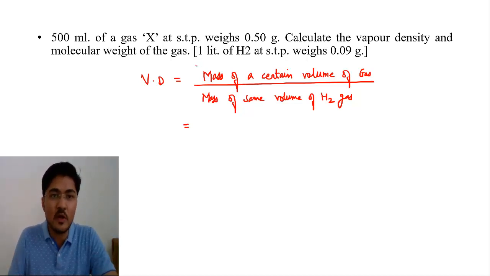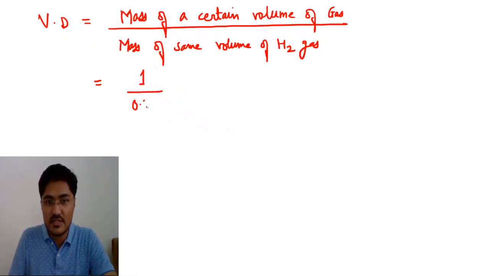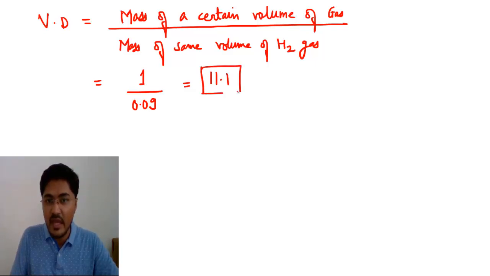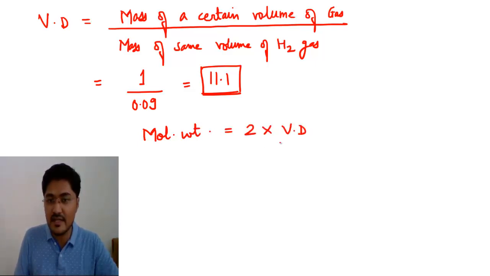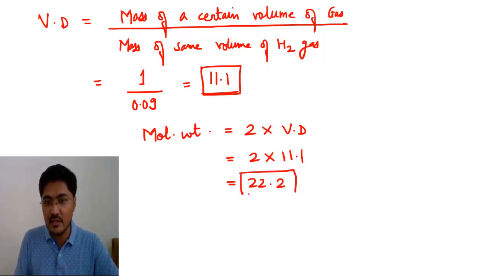If we consider 1 liter of gas X, then the weight will automatically become 1 gram. So 1 gram divided by 1 liter over 0.09 of H2. When we solve this, we get vapor density equals 11.1, and molecular weight equals twice into vapor density. So molecular weight comes out to 2 into 11.1, that is 22.2, the molecular weight of the given gas X.